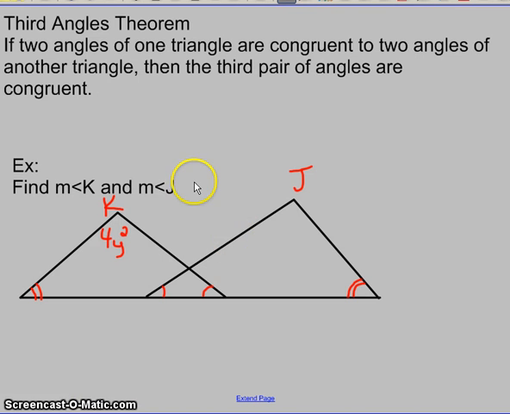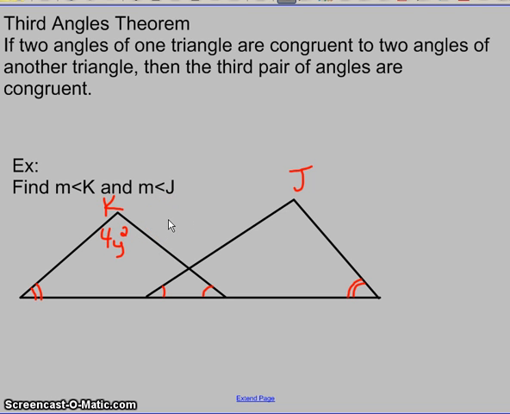Let's move on. Alright, the last theorem here is the third angle theorem. It says if two angles of one triangle are congruent to two angles of the other triangle, then the third pair of angles are congruent. Just makes sense. If I know two of them, then the last one's got to add to equal that 180 in both the two triangles, so the third angle is going to have to be the same.